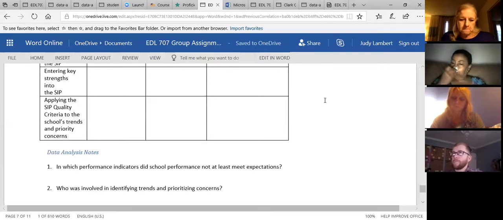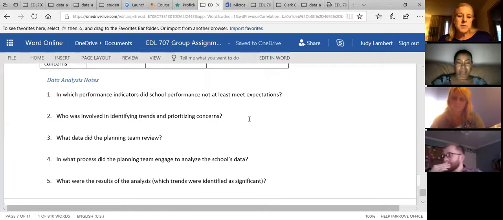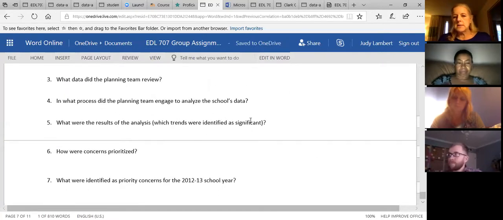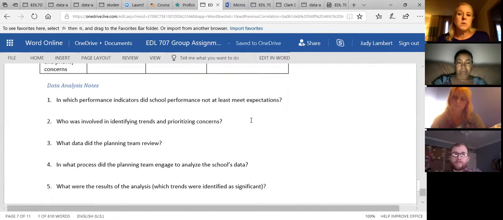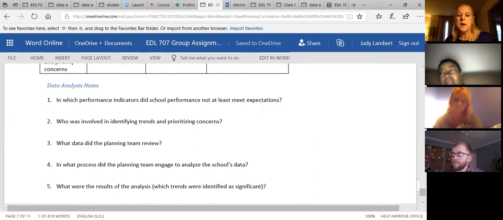Okay? Then on the bottom part, the notes. In which performance indicators did the school not meet standards? That's where you tell me we were below the state, we were below the district, blah, blah, blah. Who was involved? Who would you involve in helping you to do this? Okay, as a principal, I wouldn't suggest doing this by yourself. That's why I gave it to you as a group project. So you might use your department chairs, or your grade level chairs, or your administrative leadership team, whoever.